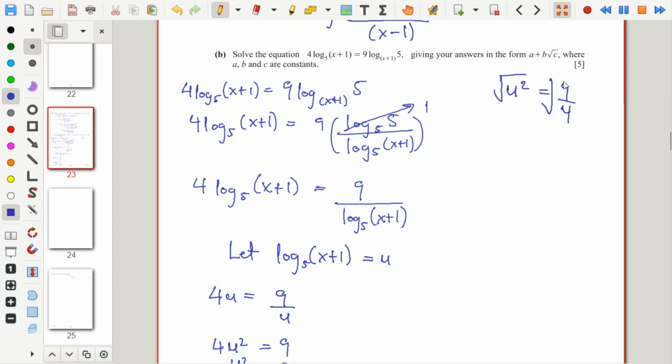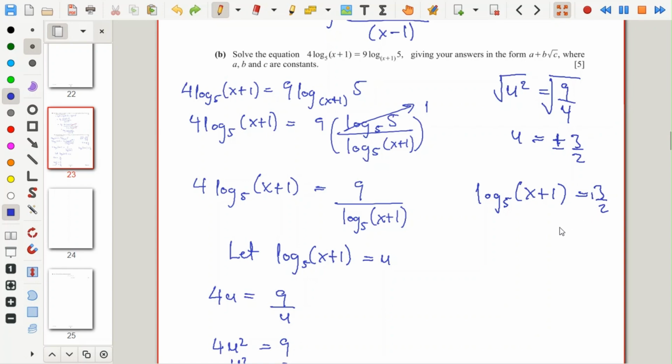I can find square roots of both sides. That should give me plus or minus 3 on 2. It's plus or minus, eh? Don't forget to bring the minus. Otherwise, you will not get the answer. We don't give partial marks here. So you stated here that log to the base 5 of x plus 1 is equal to this, plus or minus.